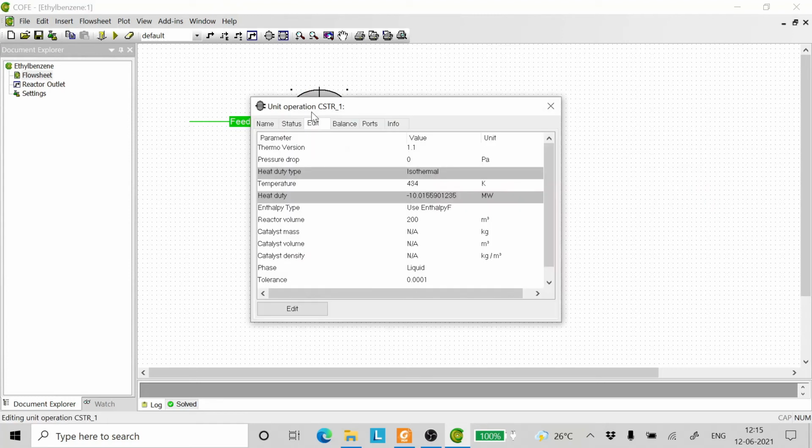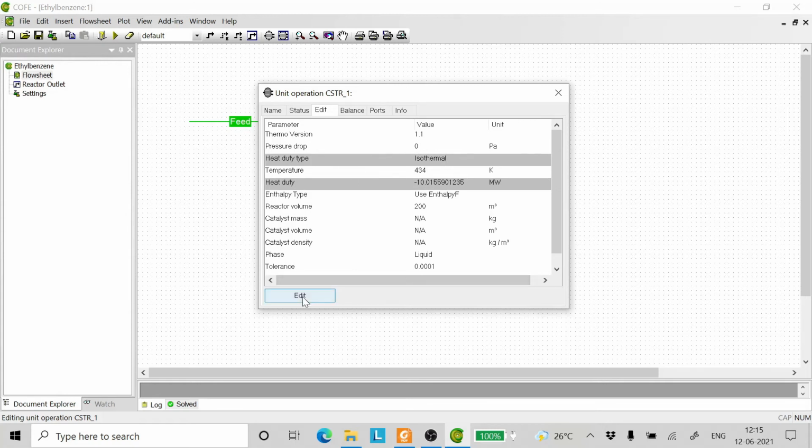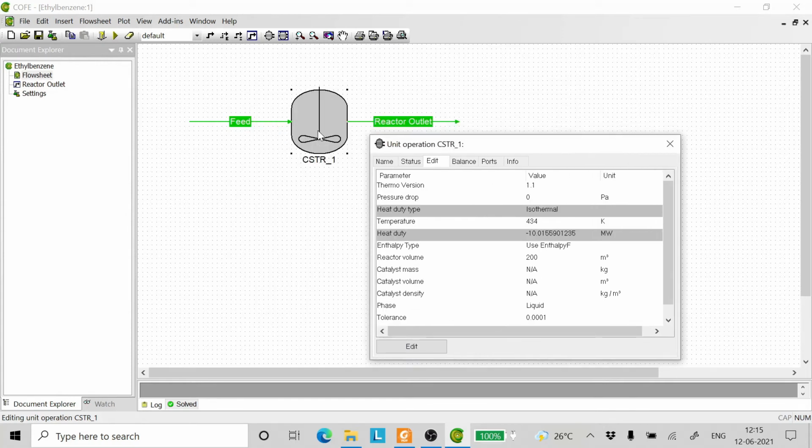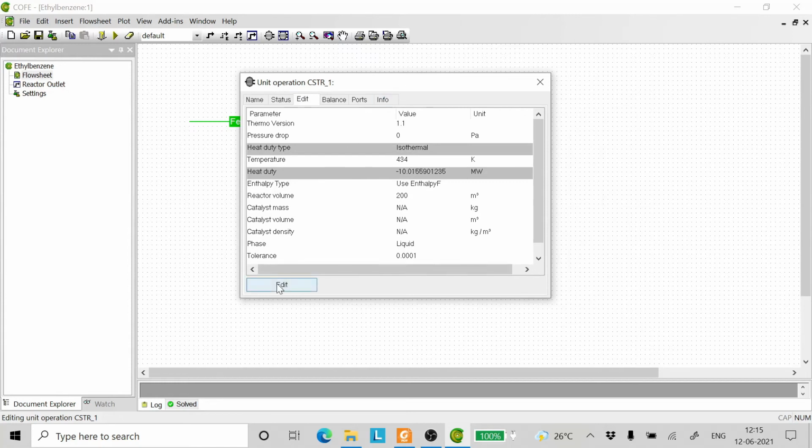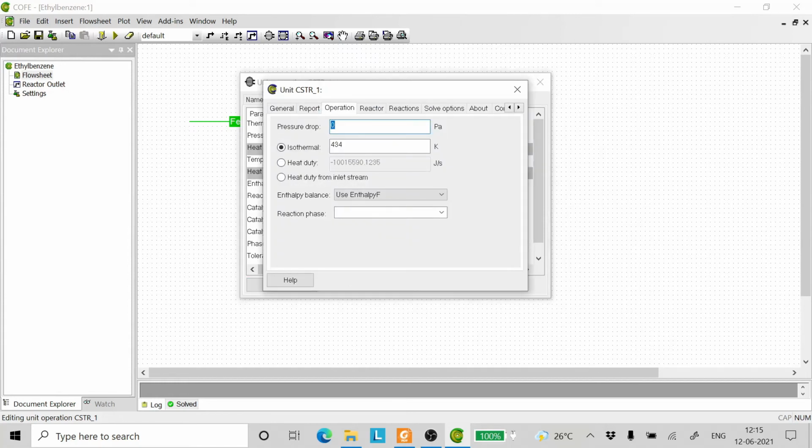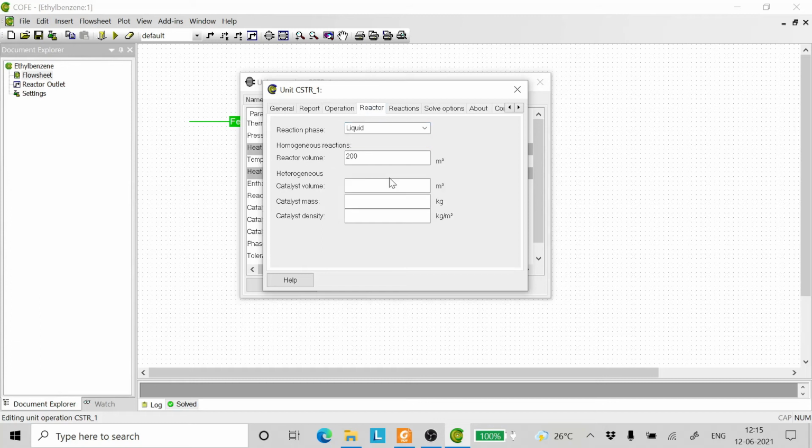Now let's get back to the configuration of CSTR. In the configuration of CSTR, we double click on the CSTR icon and get this window. We click on edit. The pressure drop obviously is 0. The reaction is taking place isothermally at 434 Kelvin. The enthalpy balance that we use is enthalpy F. Now we go to the reactors window. The reaction phase selected is liquid and the reactor volume entered is 200 meter cube, which is given in the article.